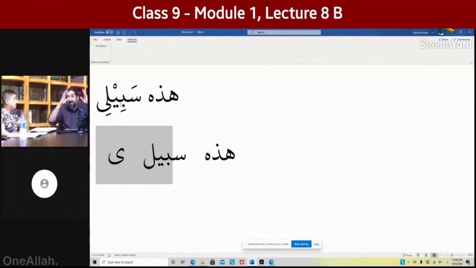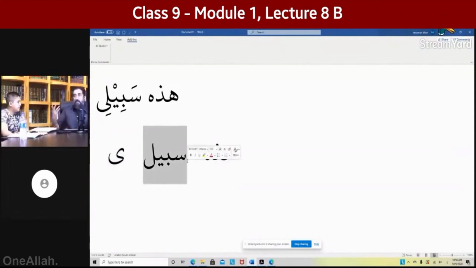You don't even have to go through the process. An ism and a pronoun are mudaf ilayh. Done. Now, sabil is one of those words in Arabic that the Arabs said are feminine because they said so.